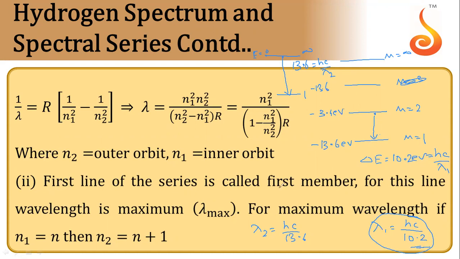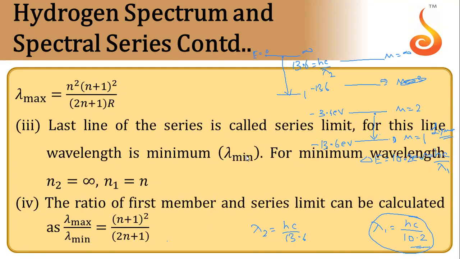The first line of a series is called the first member. For this line, the wavelength is maximum. This is the condition for maximum wavelength: if n1 is equal to n, then n2 will be n plus 1. This is actually for the Lyman series. The electron moves from the second to the first orbit, not from the third level. If the electron is moving to n equals 1, for maximum wavelength it should be coming from 1 plus 1, that is the second orbit.